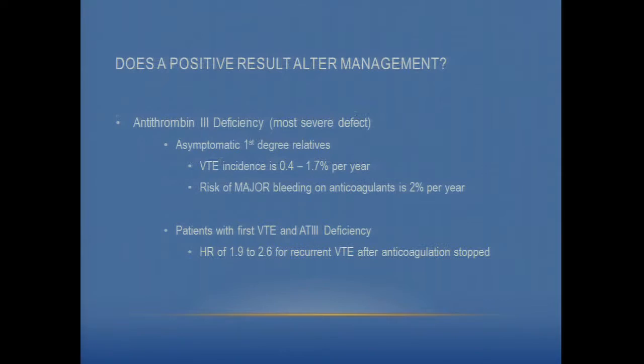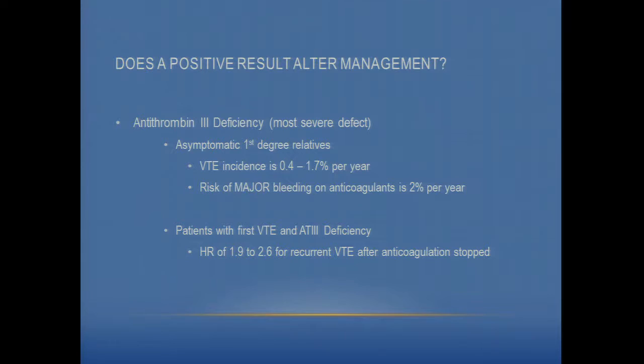So let's take as an example, antithrombin 3 deficiency. Again, I love to use this as an example. The most rare inherited thrombophilic state, but also probably the most severe when you look at the increase in relative risk for having a venous thromboembolism. Let's start first with an asymptomatic first degree relative. So I see these in my office all the time. Somebody in the family had a clot, they did testing, they have some sort of inherited risk factor. Maybe it's prothrombin, maybe it's factor V Leiden, maybe it's the rare antithrombin 3 deficiency.